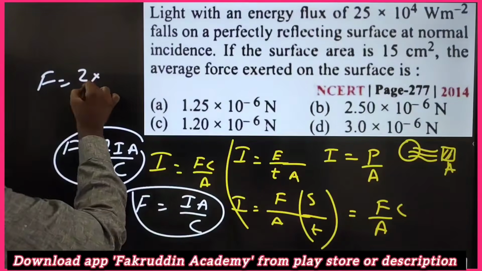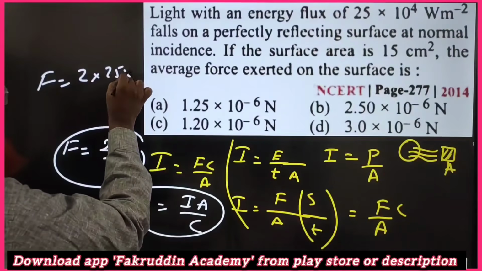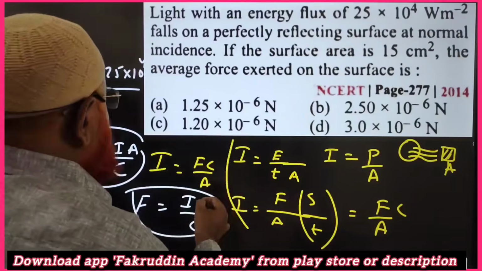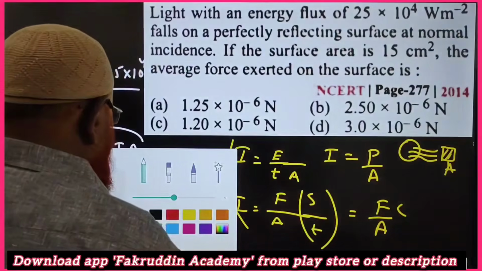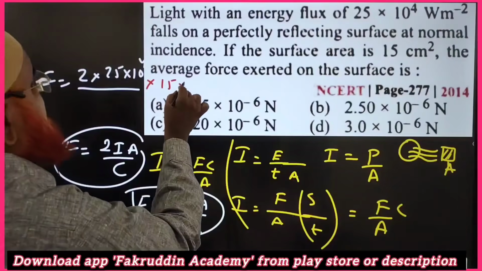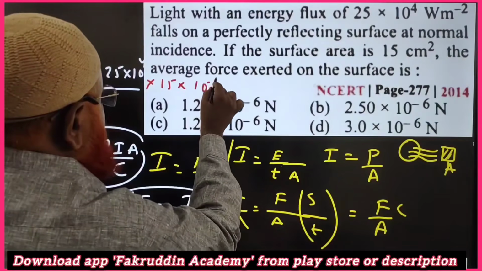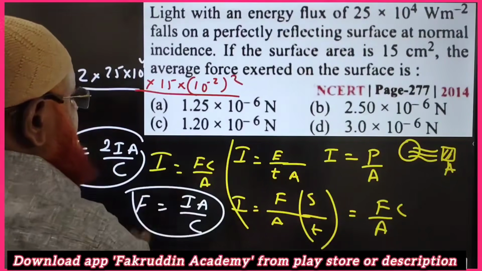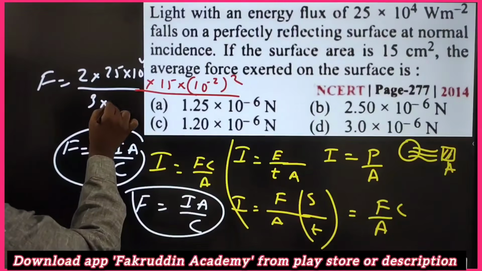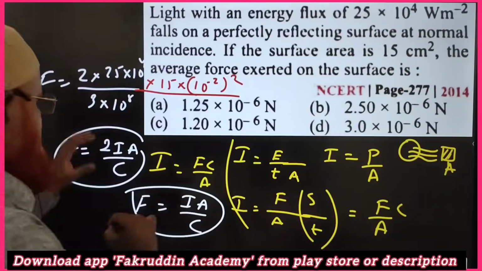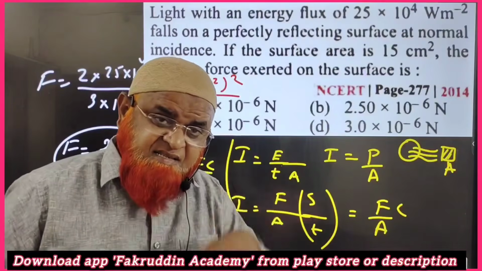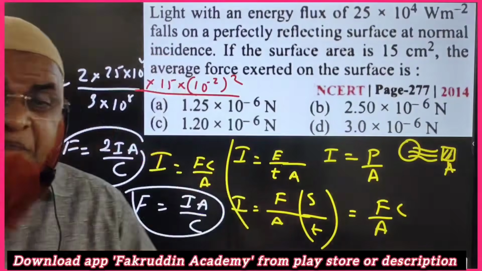You have to substitute the values here. Force is equal to 2. Intensity means 25 into 10 power 4. Area is given. Area is pi into 15 centimeters, convert into meters, 10 power minus 2 whole square, divided by C. C is nothing but 3 into 10 power 8. Just calculate and get the answer. Find out the correct option and keep the answer.